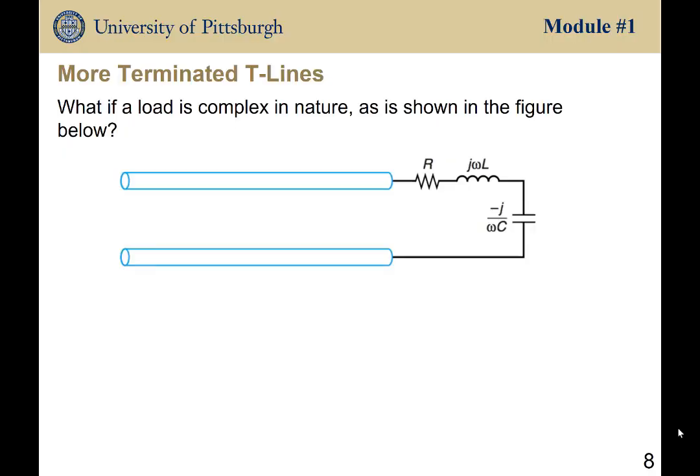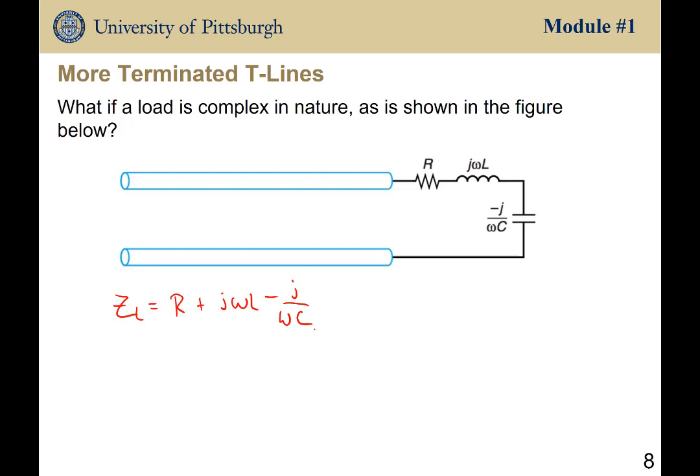Okay, so in this video, what we want to do is talk a little bit more about the terminated T-line. What happens if we have a complex load? What if there's an RLC load? That means the load impedance is equal to R plus j omega L minus j divided by omega C, right?